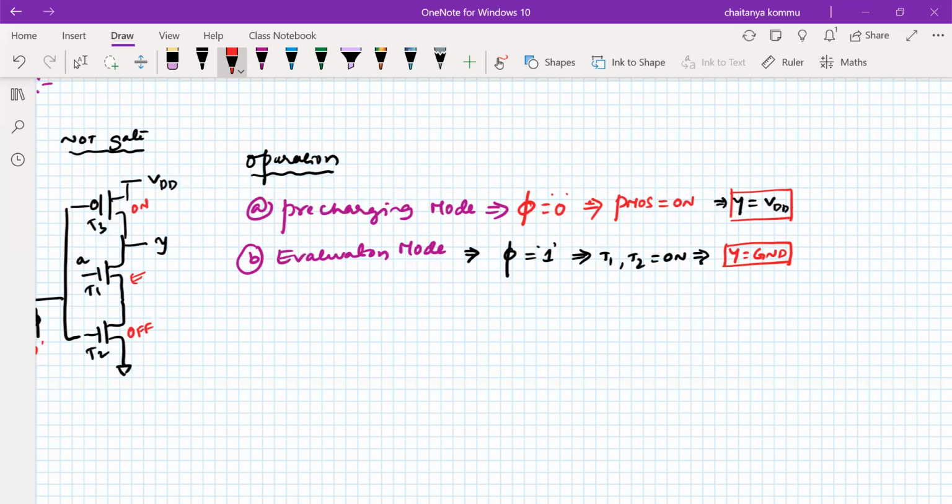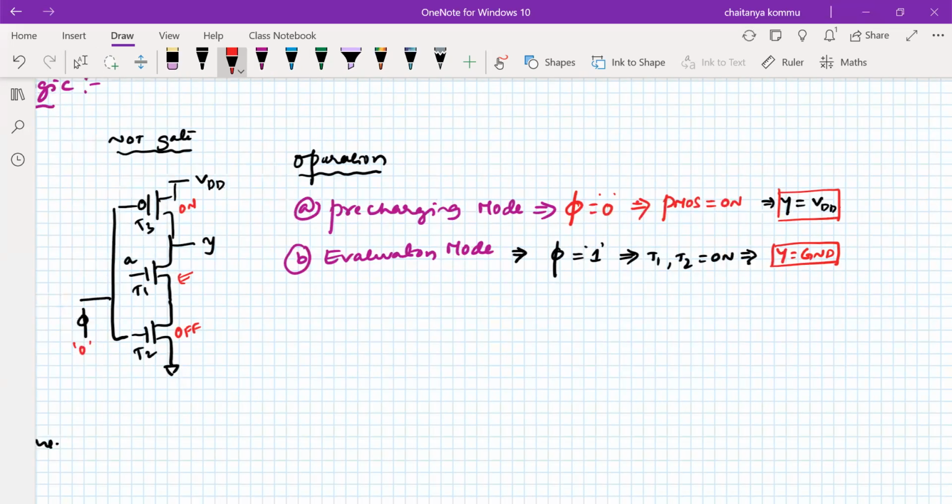So if both are on... I'm extremely sorry, we cannot decide that both are on at the same time. So when phi is equal to 1, now if A is equal to 0, what is happening here? Y is equal to VDD itself. It does not change because both bottom transistors are off, open circuit. If A is equal to 1, now we can say that Y is equal to ground.